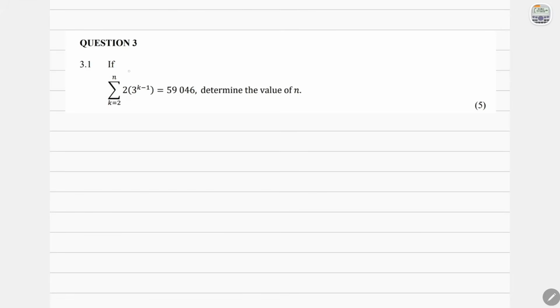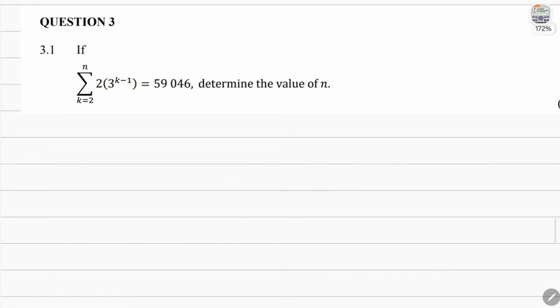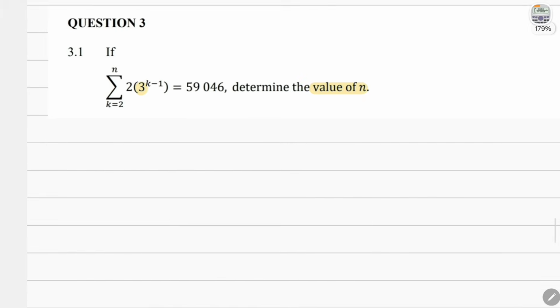Question 3.1 says, if we have this series, okay, and it's a geometric series, as you can see, it is in the form of a times r raised to the power of n minus 1. Okay, so we can already see what the value of r is. And they're telling us that if the sum of this series with this formula is equal to 59,046, we need to determine the value of n. Okay, so this is for 5 marks.